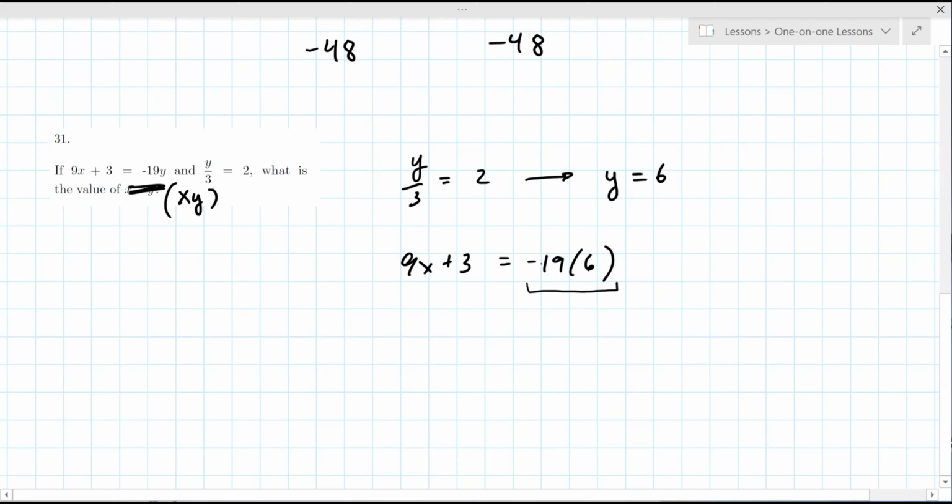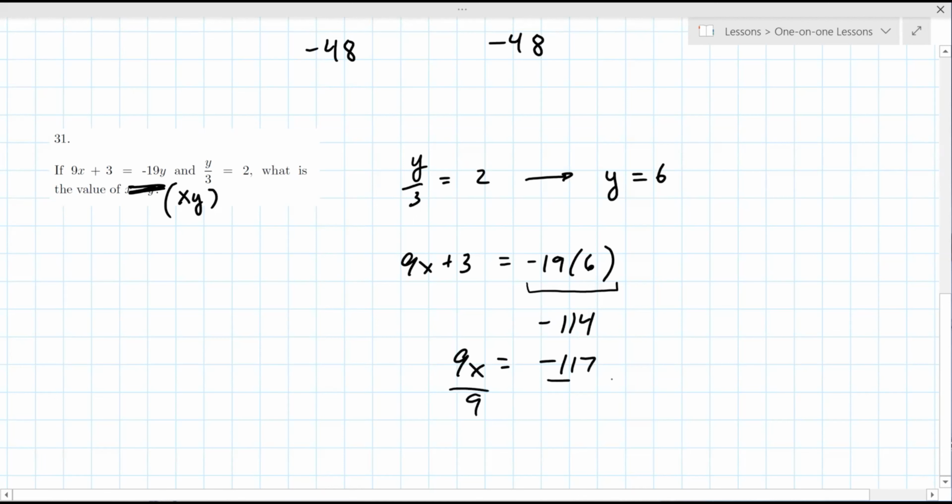So 19 times 6, it's awkward, right? But it's within. Go ahead. I got that 144, but then it's 147 divided by 9. Is that what? So you said you got 147. This right here though would be like if this were 20, it'd be minus 120. So it's 6 less than that. So minus 114. Yeah, and then 9x equals minus 117.